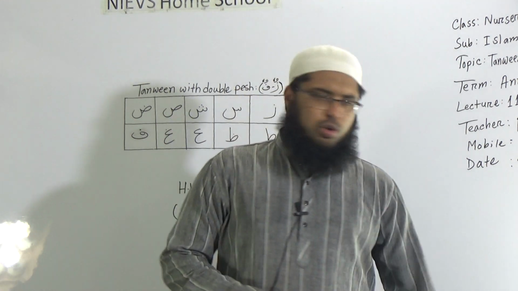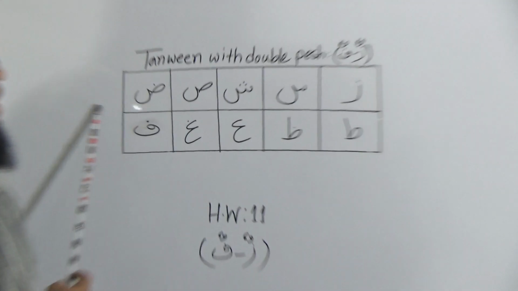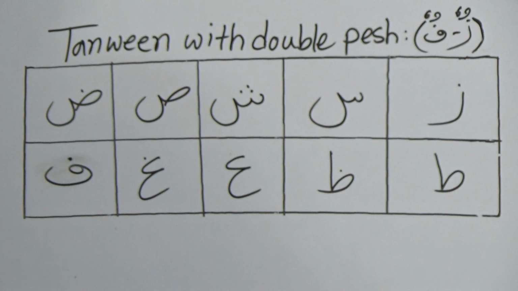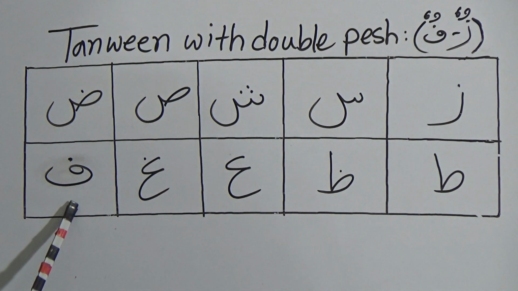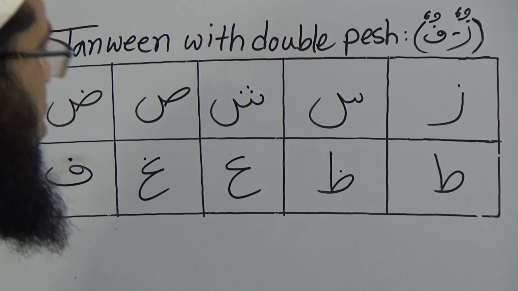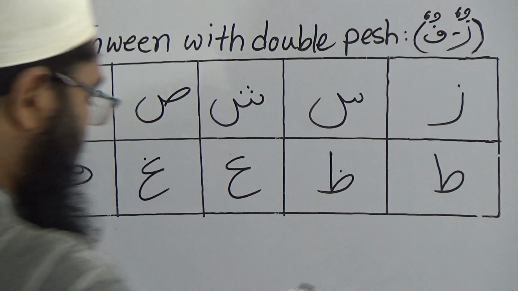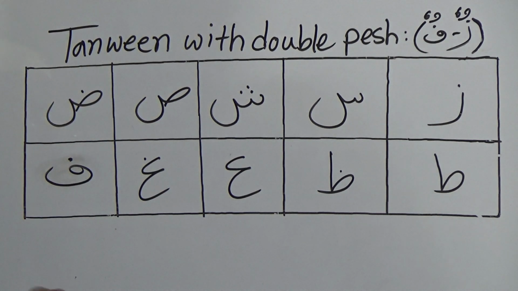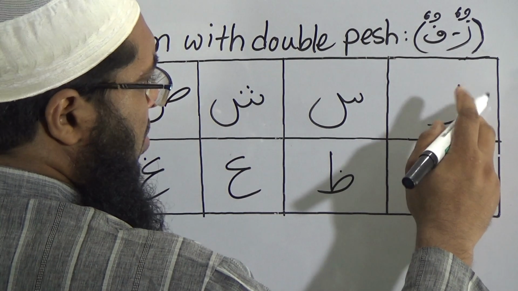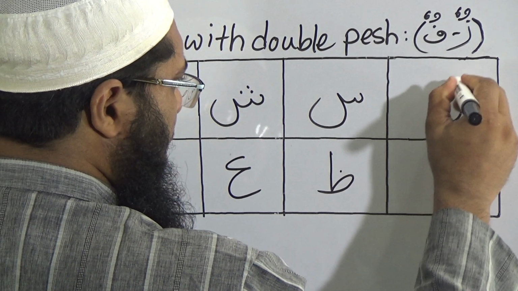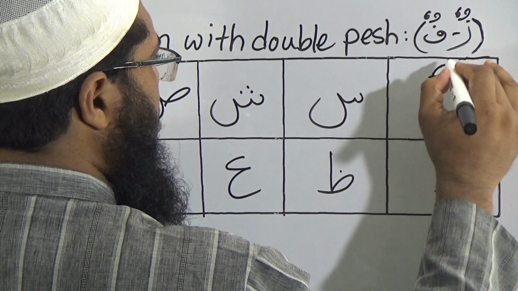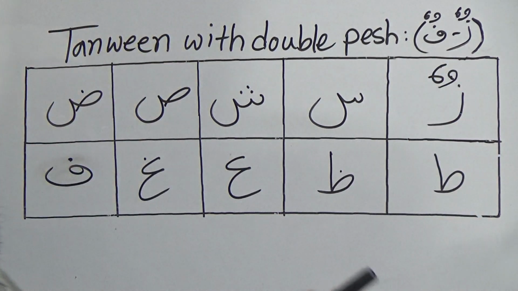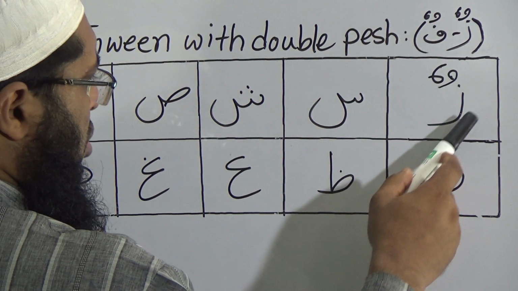At first, look at the board. My dear students, here I have written 10 Arabic alphabets or letters from za to fa. Now we will give Tanween, that means double pesh, on every letter. So let's start. My dear students, you know that this one is za. Now I am giving double pesh over the za, and now you have to pronounce this one: za dui pesh zun, za dui pesh zun.